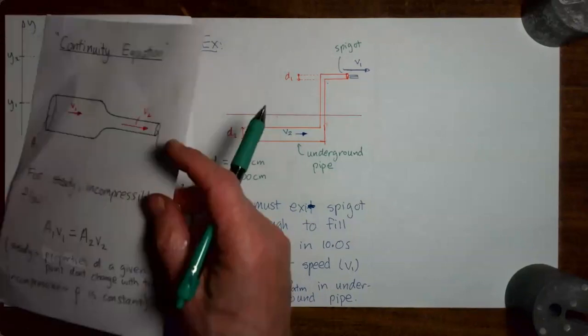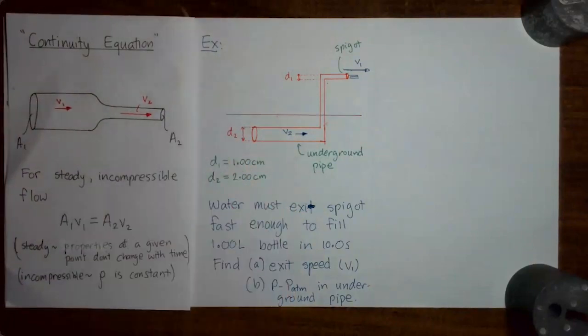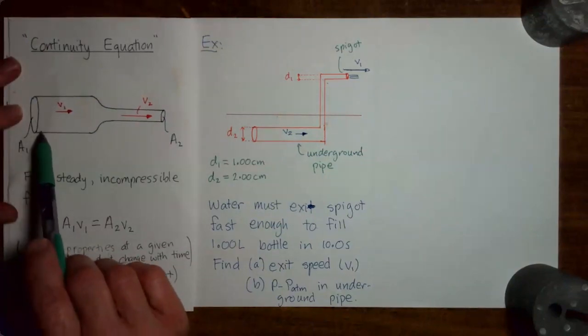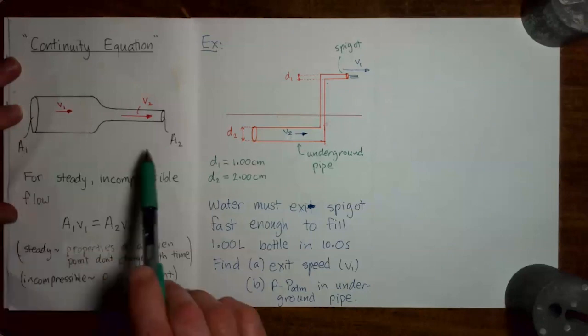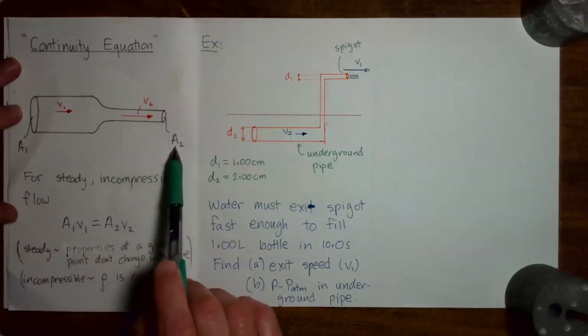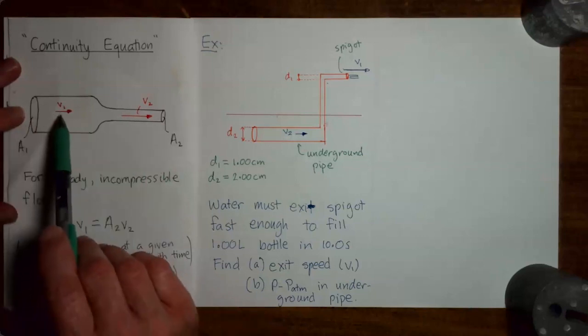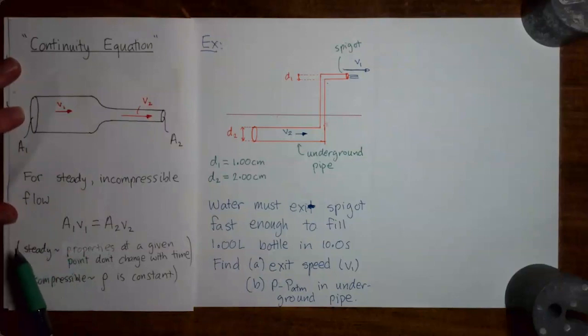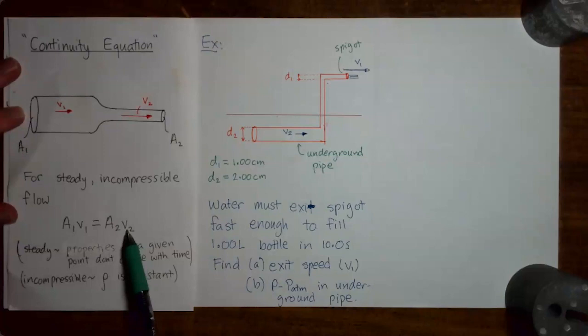And then finally, we have the continuity equation. The continuity equation describes how the flow speed changes when the pipe gets either wider or narrower. So let's say that we have a constriction in the pipe where the cross-sectional area changes from A1 to A2. In that case, the flow speed will change from V1 to V2, and all of these quantities are related together by A1 V1 equals A2 V2.